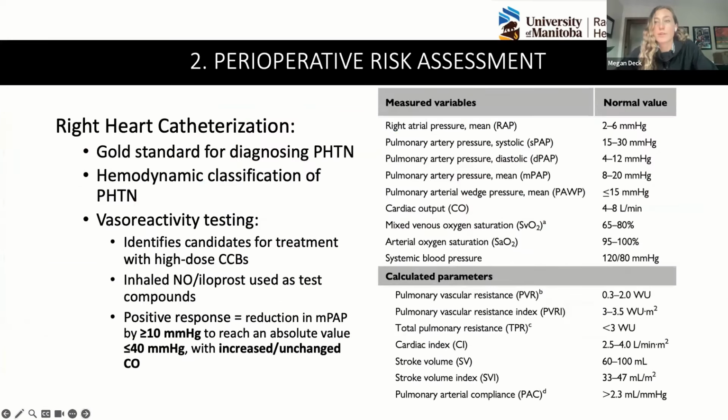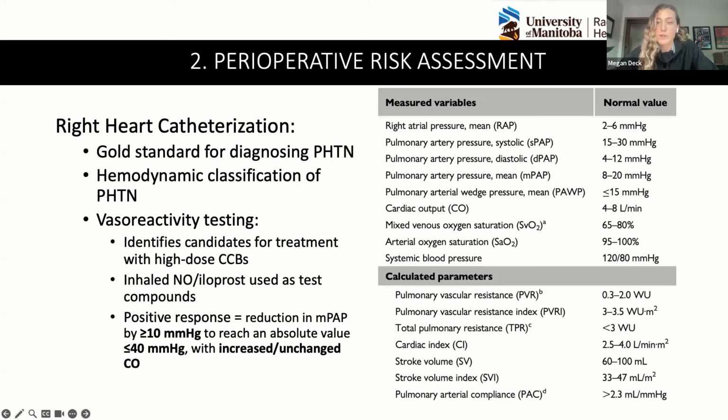Lastly, and perhaps most importantly, is to review the right heart cath. The right heart cath is a gold standard for diagnosing and classifying pulmonary hypertension, allowing for measurement of hemodynamic variables as well as vasoreactivity testing to assess response to therapy. Vasoreactivity testing is used to identify vasoresponders who may be candidates for treatment with high-dose calcium channel blockers. In this test, inhaled nitric oxide as well as inhaled iloprost are used and recommended test compounds and performed at the time of right heart cath.